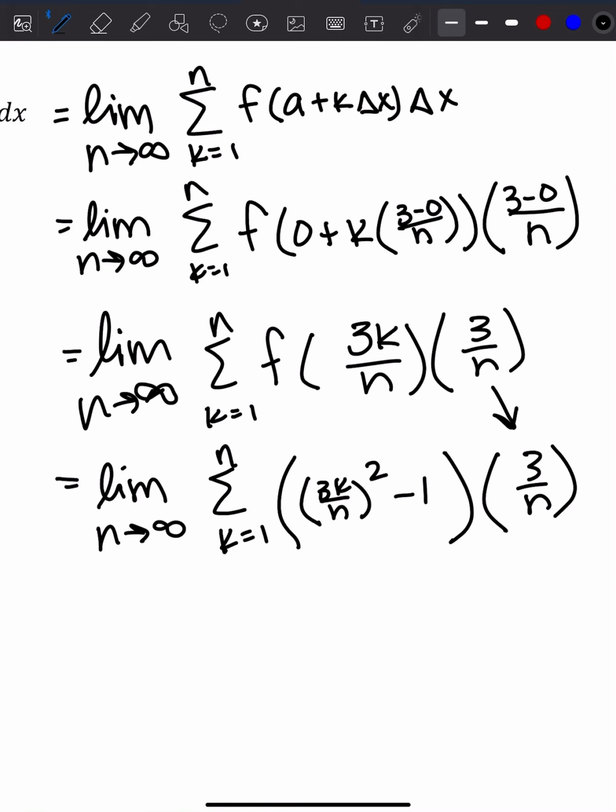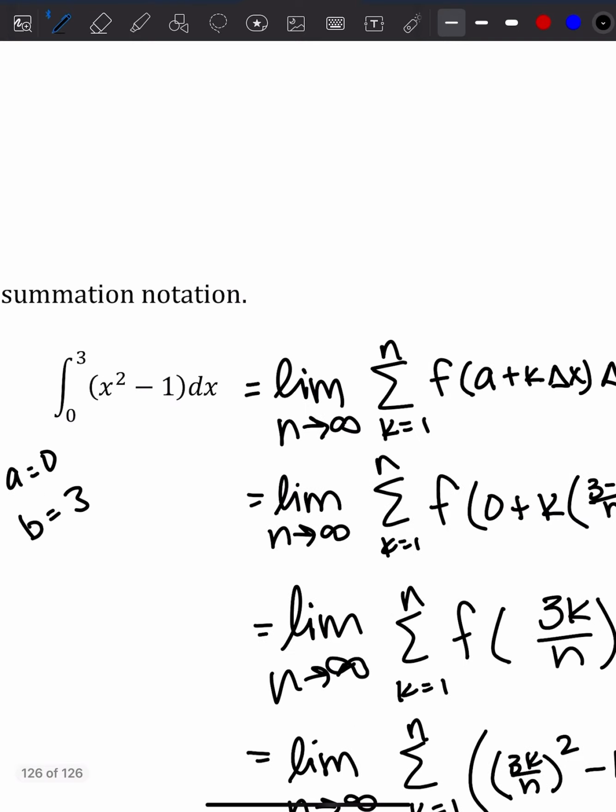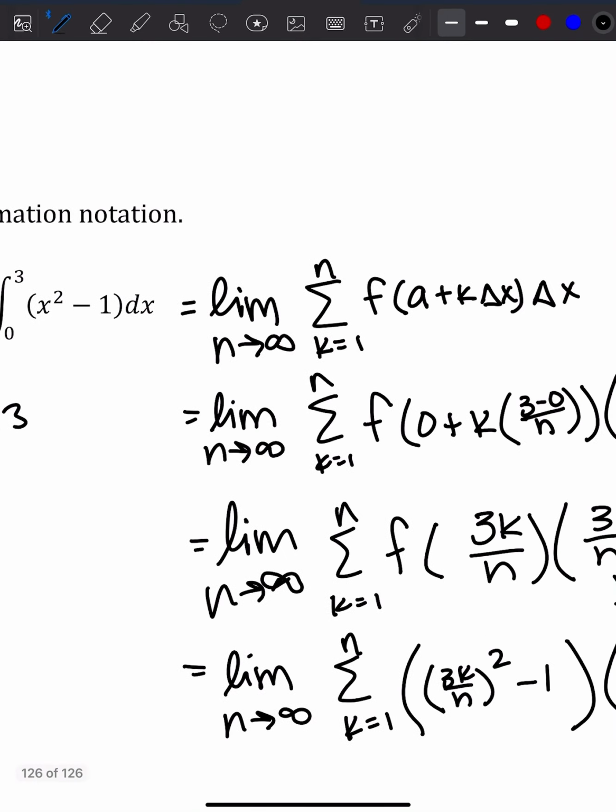So I have the limit as n approaches infinity of the summation from k equals 1 to n of the quantity 3k over n squared minus 1 times 3 over n. The biggest part with this is just being able to recognize what parts and pieces we need, how they interact with each other. I think the big one would be taking something that looks like this and changing it to the definite integral, but being able to change back is also a little bit helpful.